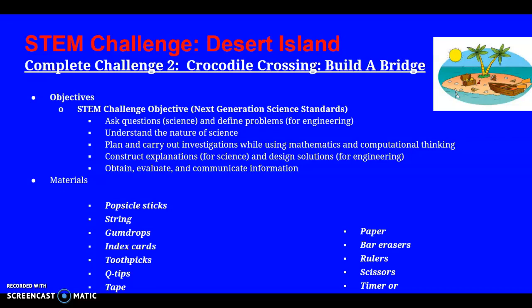So in challenge 1, he was stranded on the island and we had to construct a hut. And in challenge 2, he is still stuck on the island. However, he is needing to build a bridge so that he could be safe from the crocodiles.